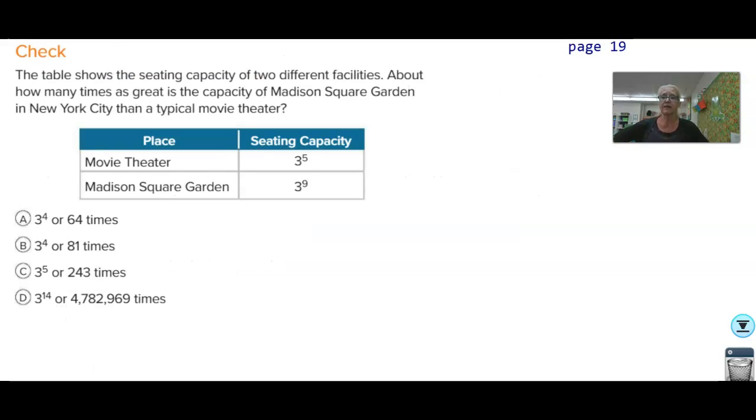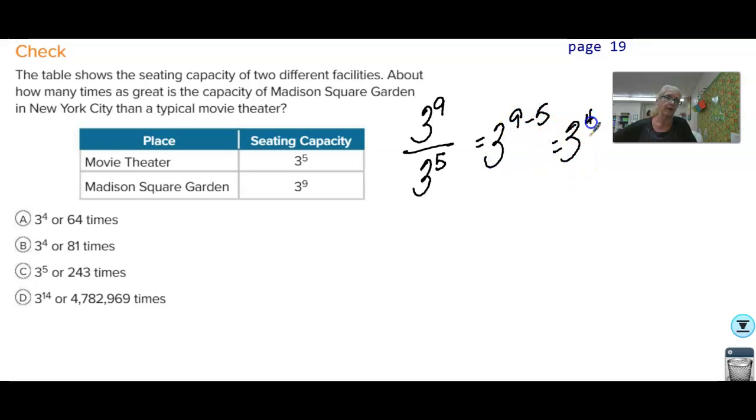All right, so here's our check. The table shows the seating capacity of two different facilities. About how many times as great is the capacity of Madison Square Garden in New York than a typical movie theater? Well, if you want to know how many times bigger something is, you take the larger number and you divide it by the smaller number. Okay, so this gives us 3 to the 9 minus 5, which gives us 3 to the 4th power.